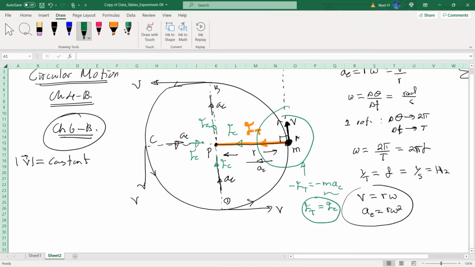So the centripetal force can always originate from some other physical force. We have seen in chapter 6b, the banked angle scenario, that it is part of the friction and part of the normal force. And then when we talked about the conical pendulum, it is part of the string tension force. And right here, it is a string force again.